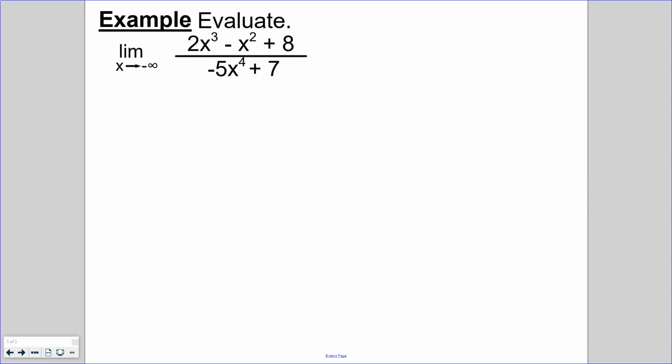All right, I want to take a look at our last example in this video. Here we're going to evaluate the limit as x approaches negative infinity of 2x cubed minus x squared plus 8 all over negative 5x to the fourth plus 7.